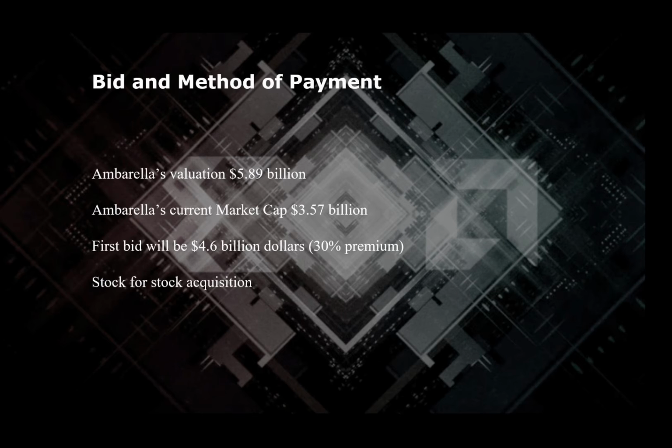The payment method we propose is stock for stock acquisition, since we expect that Ambarella's stock will rise in the future. In this way, by closing a fixed exchange between the two stocks today, we are closing a very good deal. This was the financial analysis part, and now my colleagues will present to you the integration implementation part.